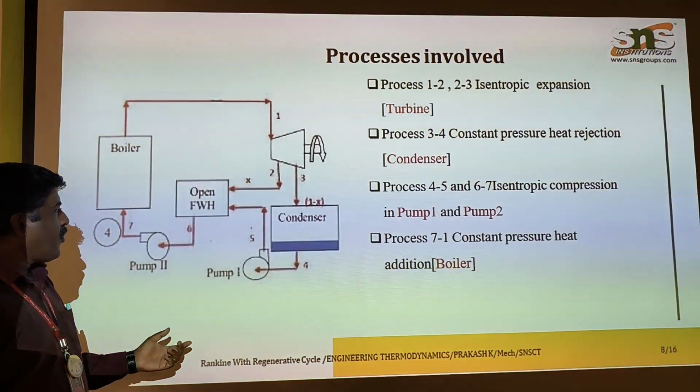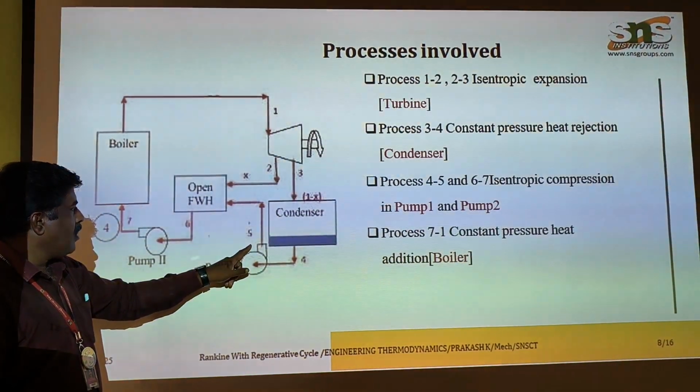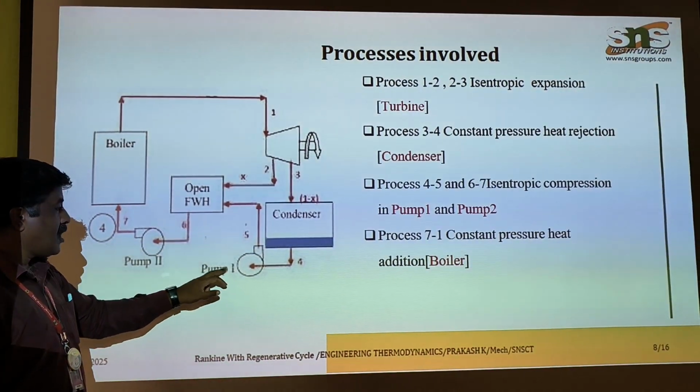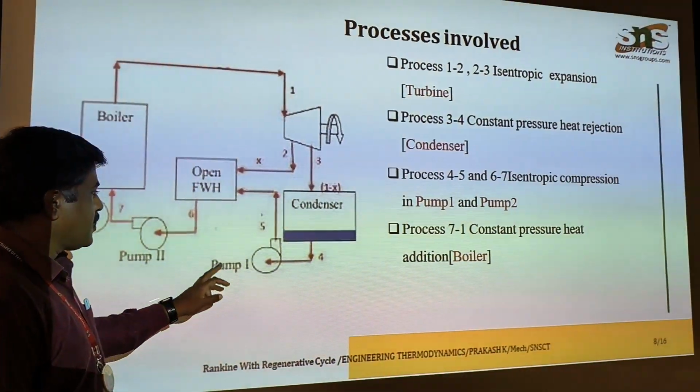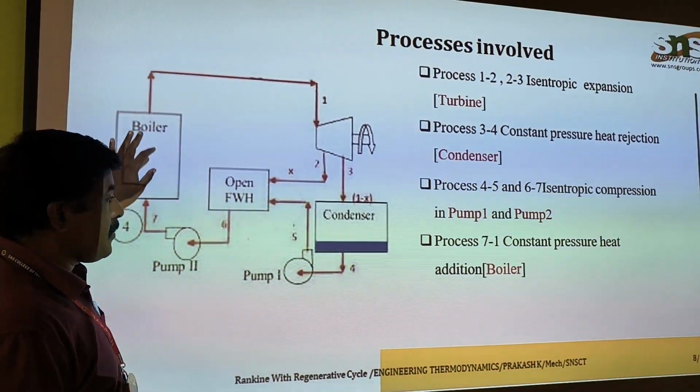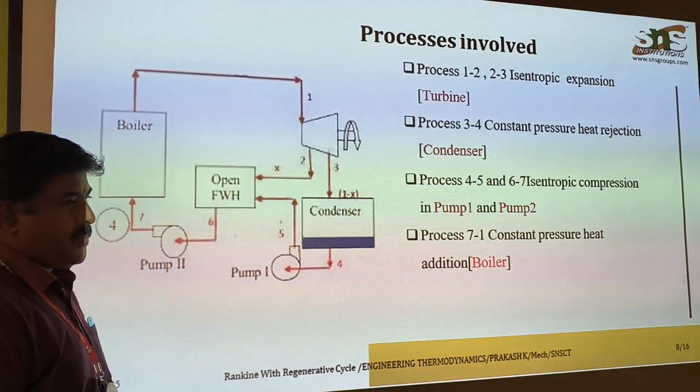Next 4 to 5, and then 6 to 7, these are pumps. So isentropic compression takes place in both the pumps. And 7 to 1, heat addition takes place.